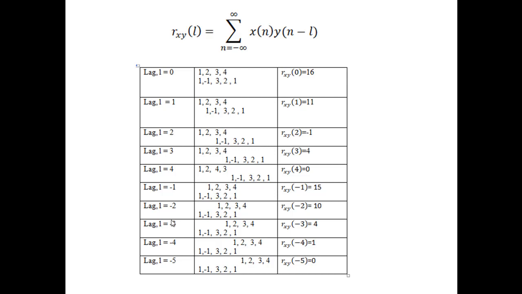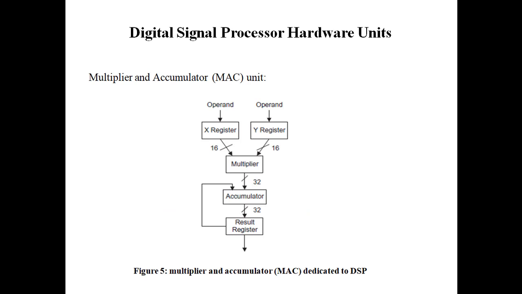Now let me go back to our MAC unit. We have two registers in the MAC unit, the X register and the Y register. These two registers store the input samples, x of n and y of n. These are basically 16-bit registers, and the samples which the 16-bit registers contain are multiplied in the multiplier. When we multiply these 16-bit values, we end up with a 32-bit result, right?